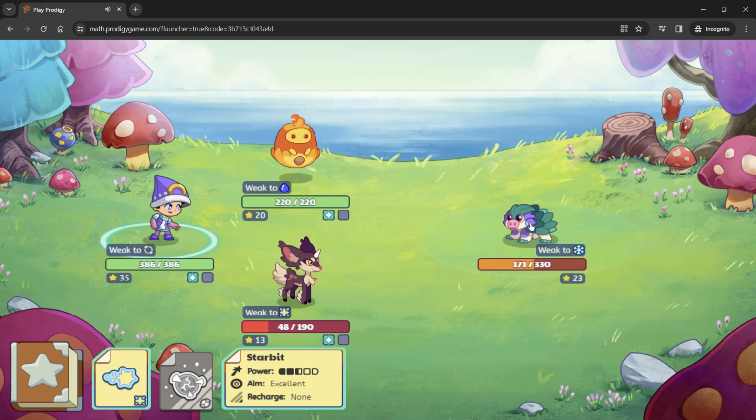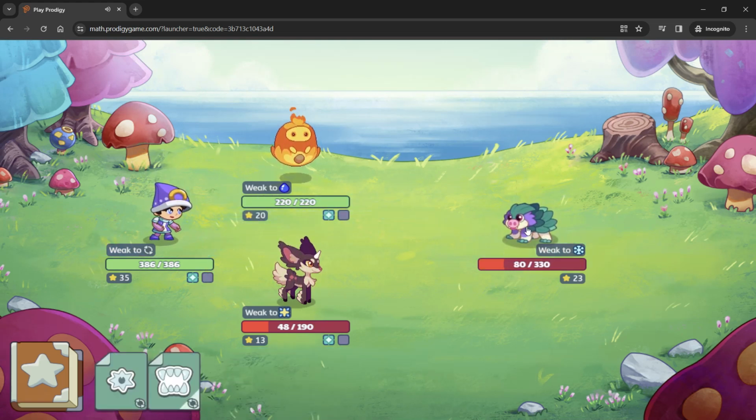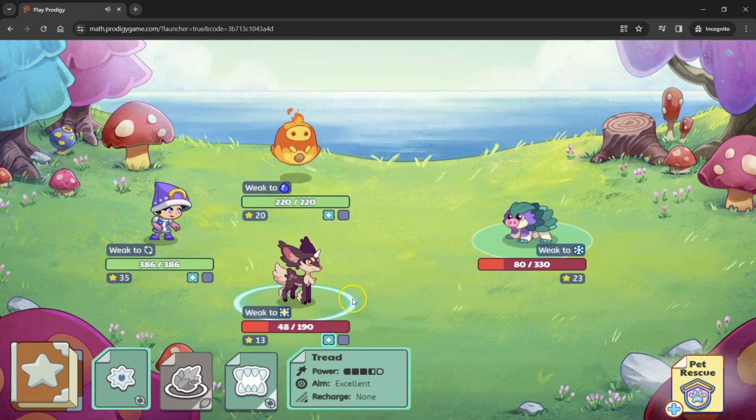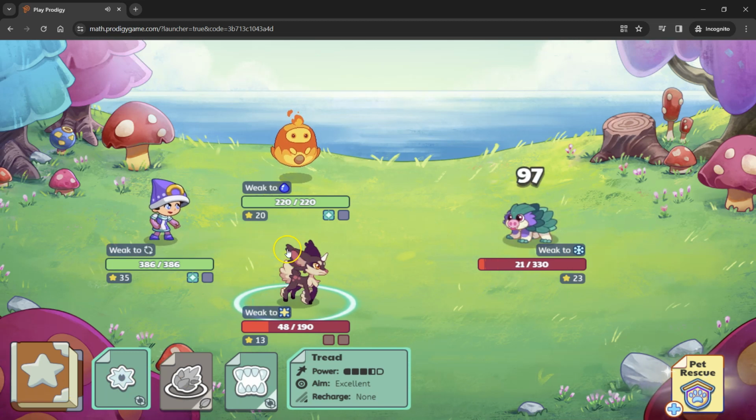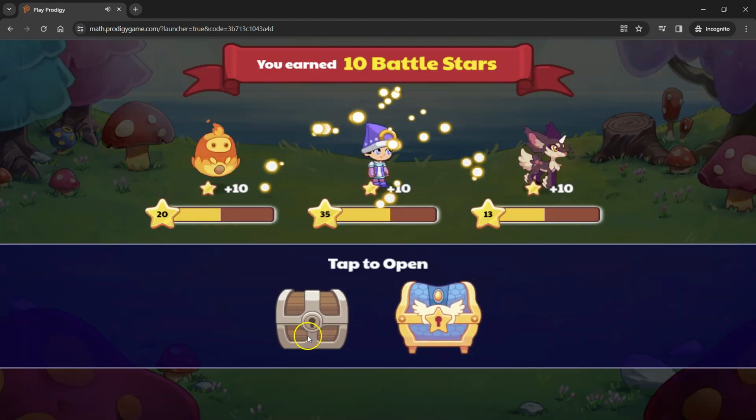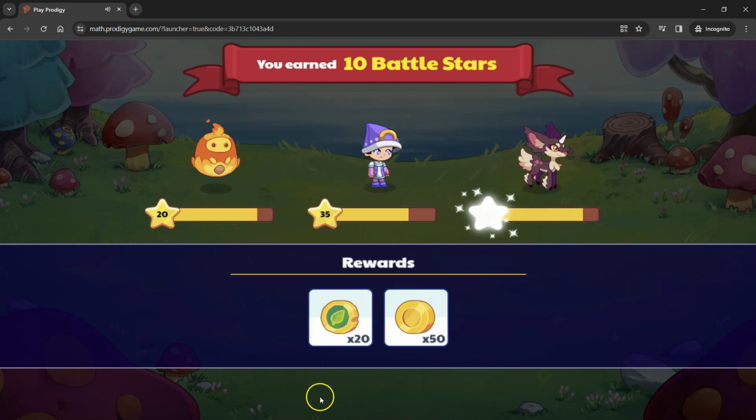All right, star bet, make it count. Come on. Oh, I was thinking at least 80 and we got 91, so that's pretty great. Let's try. Yes! All right, tap to open.